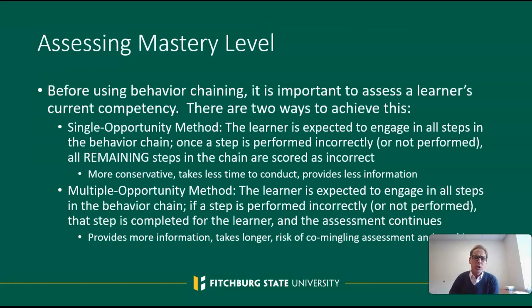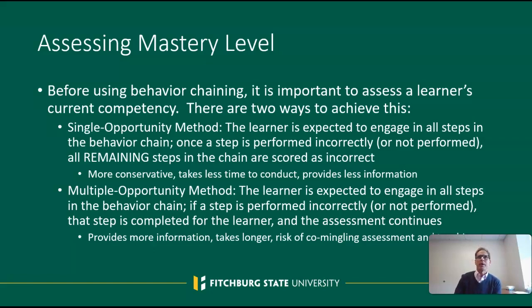So before using behavior chaining, let's say we've done our task analysis, we know the steps that are involved in completing a task proficiently, and we're getting ready now to teach a learner how to complete those steps. It's important before we begin the process of teaching that we assess mastery level. We take our baseline data, see where our learner is currently at. And there are 2 ways to achieve this. We can do it through the single opportunity method, or we can do it through the multiple opportunity method.